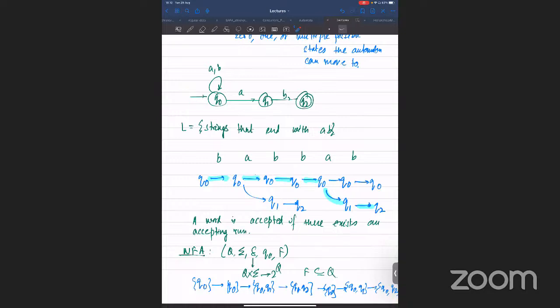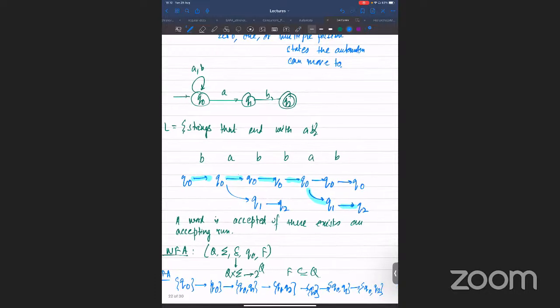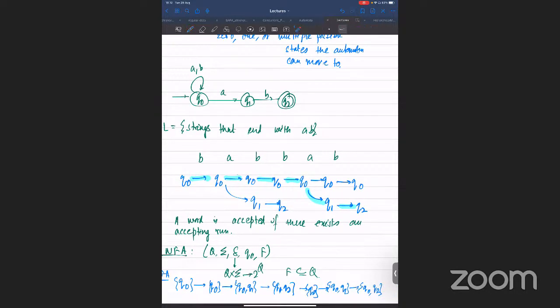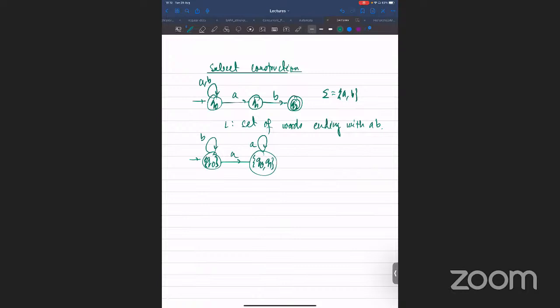So the DFA we are going to construct will have a single run, but it will have states of this form. These are the states of the DFA. The states are actually subsets of the states of the NFA. Here the letters were B, A, B, B, A, B, correct? That's why this construction is called a subset construction. Is it okay? Yeah, it's fine, sir.